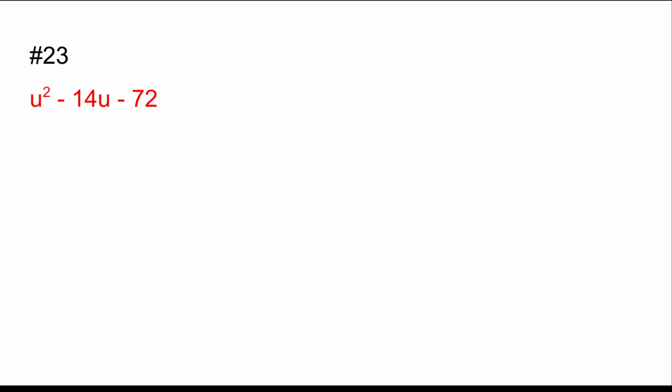Number 23, u squared minus 14u minus 72. Now let's see if we can find some factors that multiply for negative 72 and add to negative 14. 72, ooh, 18. So 4 times negative 18 equals negative 72. Now remember, some of these get a little hard to do in your head if you aren't wonderful at mental multiplication. You can use your calculator, and you can say 72 divided by 9, we know that one for sure. And then you can kind of play with the multiples of 9.